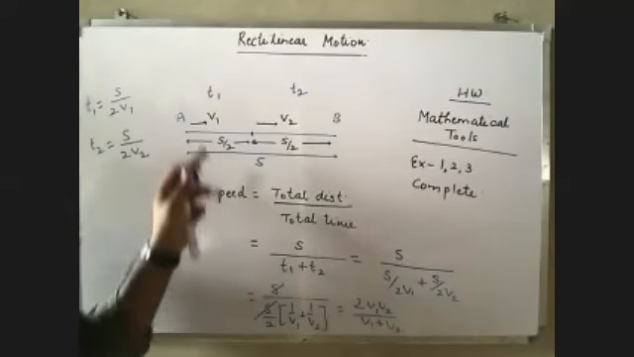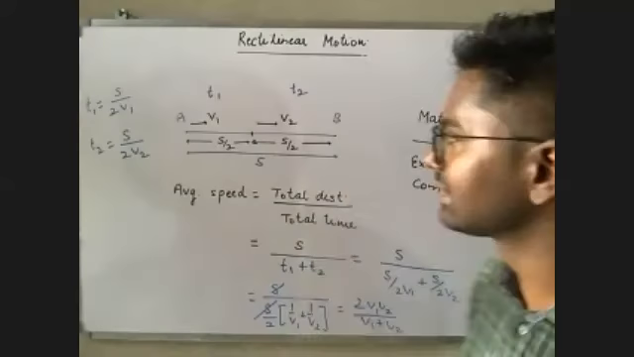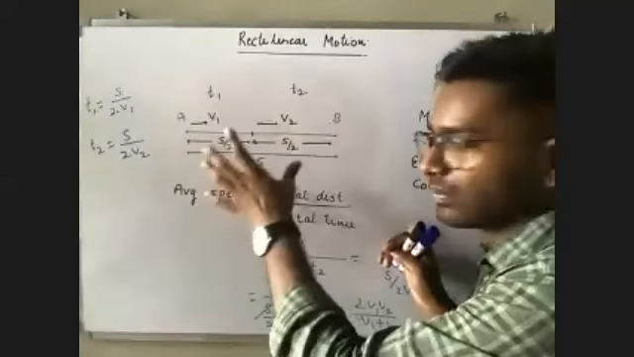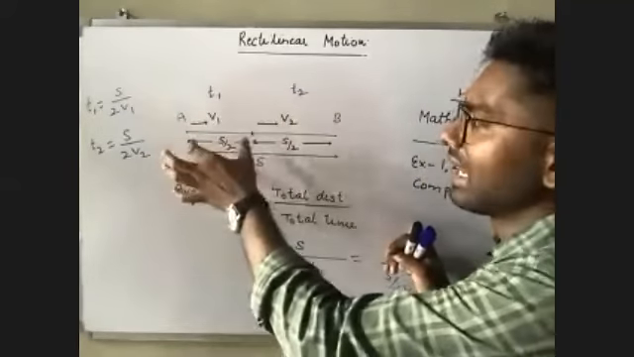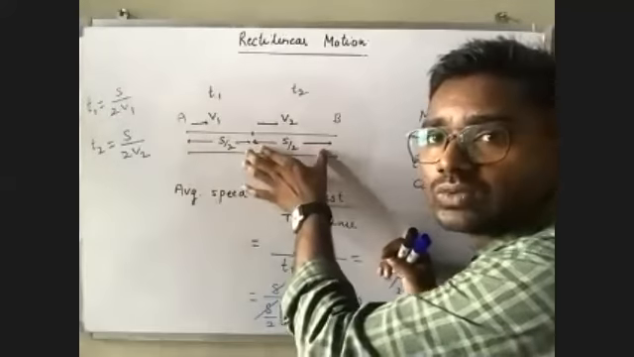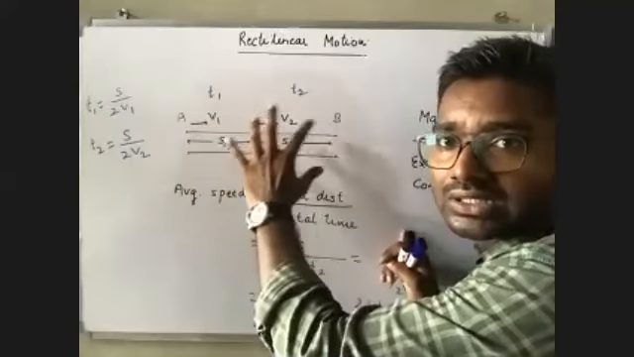So is it clear? According to the information they have given, I drew the diagram that the particle is moving from A to B. Let's suppose the distance is S. Then half of the distance will be S by 2, and half will be S by 2. Here it is moving with velocity v1, and here with velocity v2.